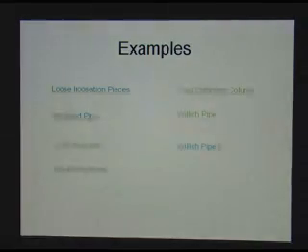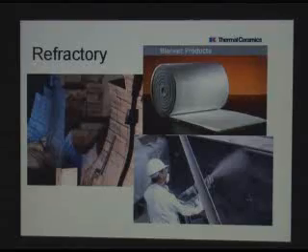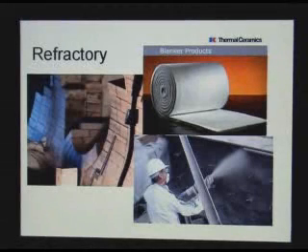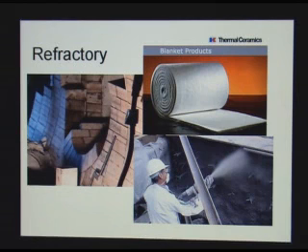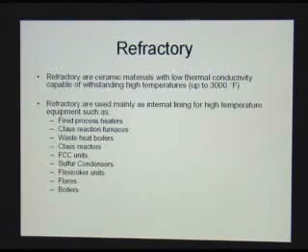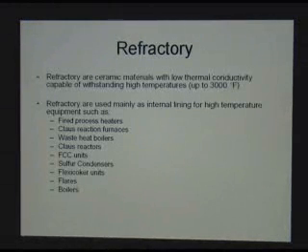Okay. I think this was for our insulation. Now we go over to refractory. These are high temperature linings which are used inside equipment mainly. These are ceramic materials in different forms and shapes. They go to temperature up to 3,000 degrees or even higher in some cases. And here's a list of typical equipment which are lined.